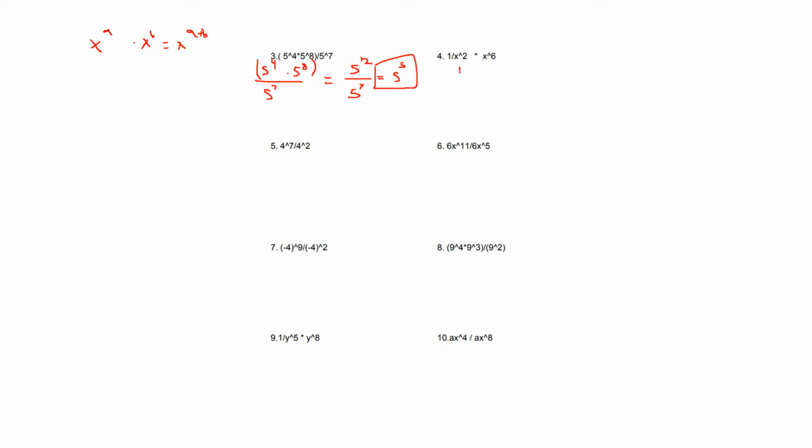Number 4, we have 1 over x squared times x to the power of 6. Okay, and something that you need to know here is that you could have negative exponents. So if you have x to the power of negative a, then if you get rid of this negative, it becomes the reciprocal, so it becomes 1 over x to the power of a. So similarly, we have 1 over x squared. So we could just turn this into x to the power of negative 2, then times x to the power of 6. So this becomes x to the power of negative 2 plus 6, which becomes x to the power of 4, which is your answer for number 4.